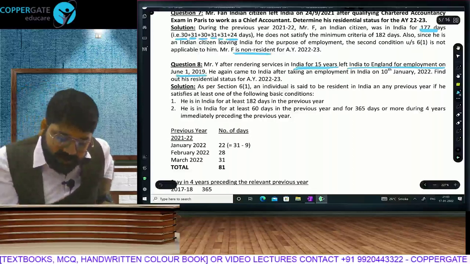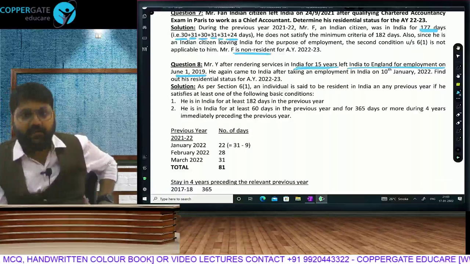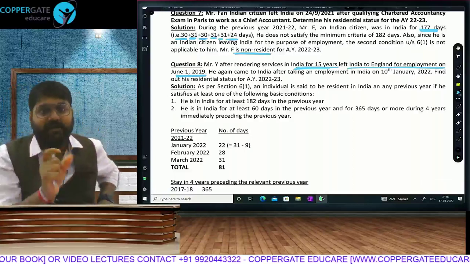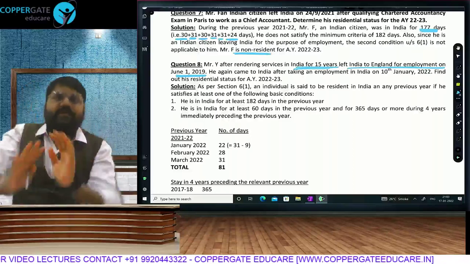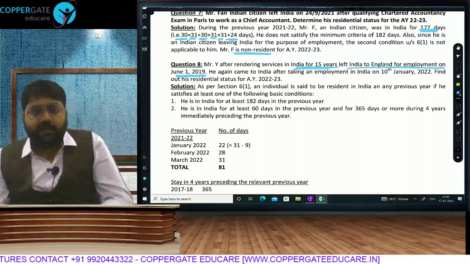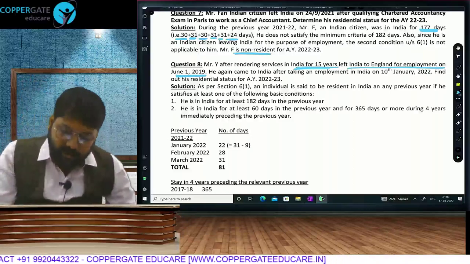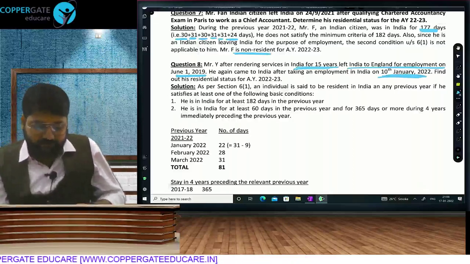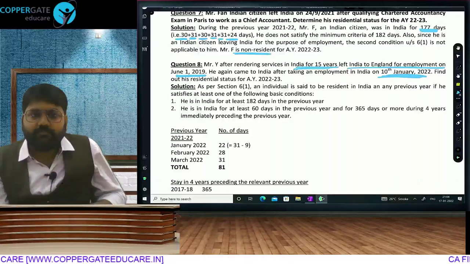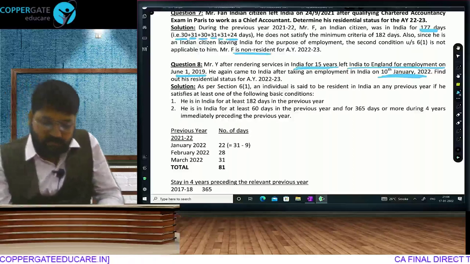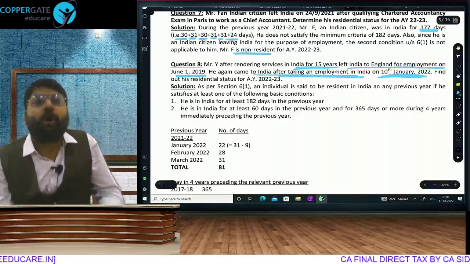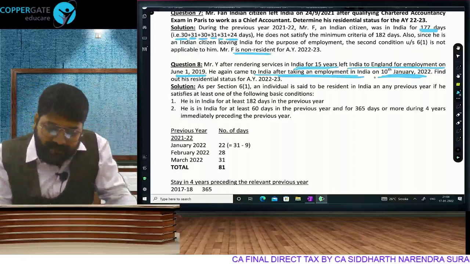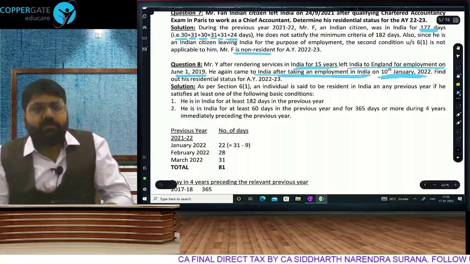This he did in which year? 1920. Now onwards, you will never say 2019 or 20 or 21. You always have to say 1920, 18, 19, 17, 18. Which year he left India? 1920. And we are determining residential status of 21-22. What has he done in 21-22? Now tell me, when he came back to India in 21-22, for what purpose did he come to India, first of all? He got a new job in India. It means he left his England job and has come. He again came to India after taking employment in India on 10th January 2022.